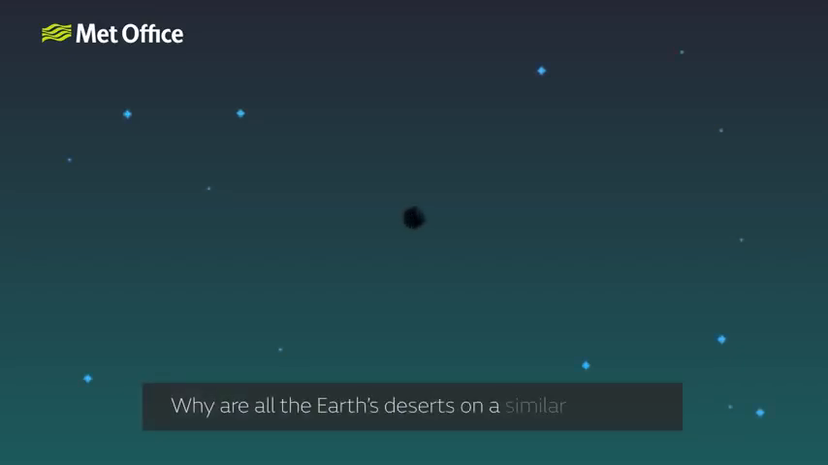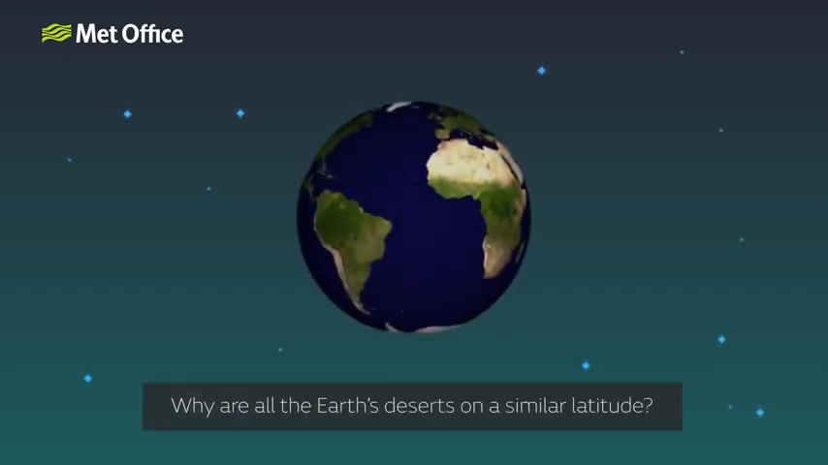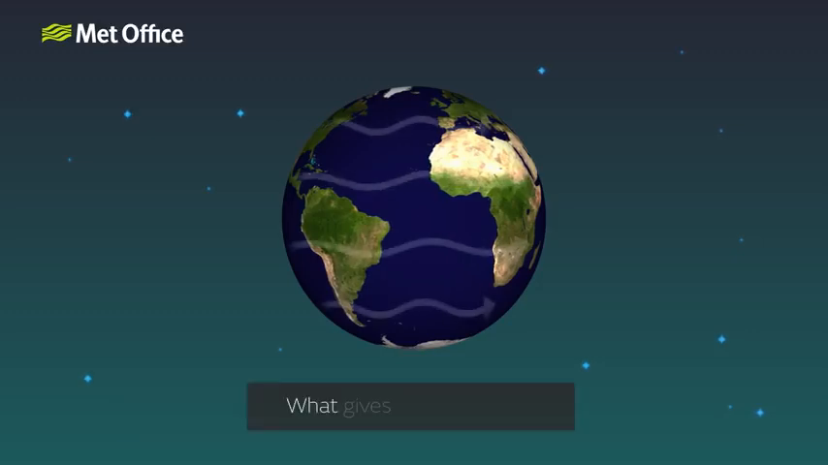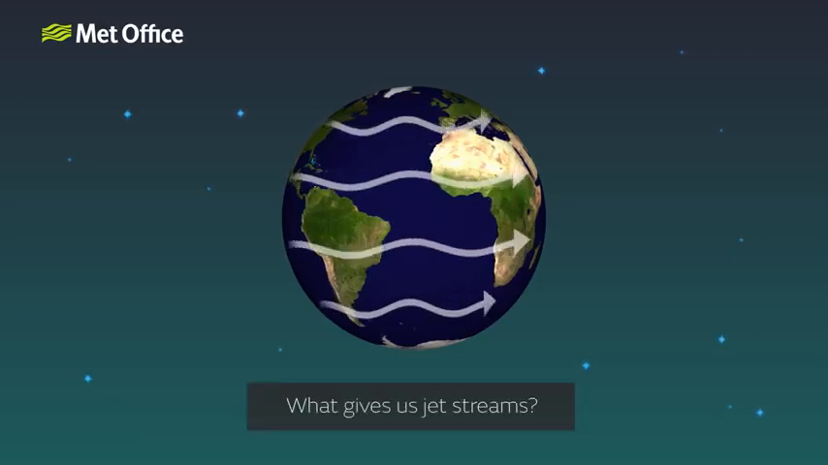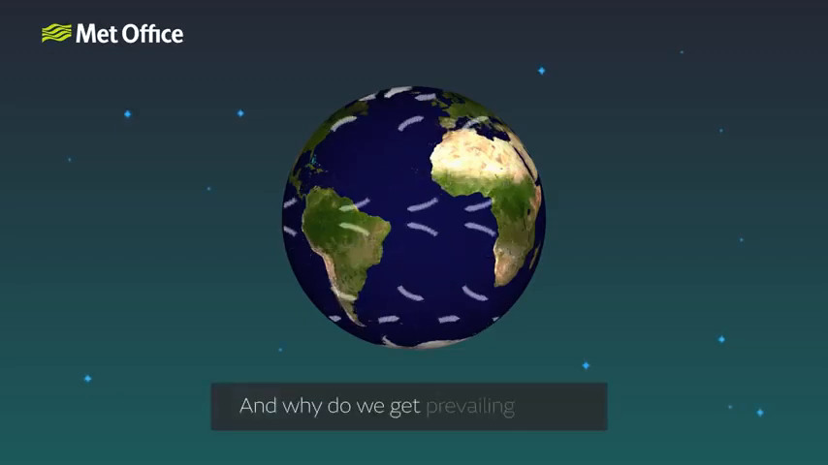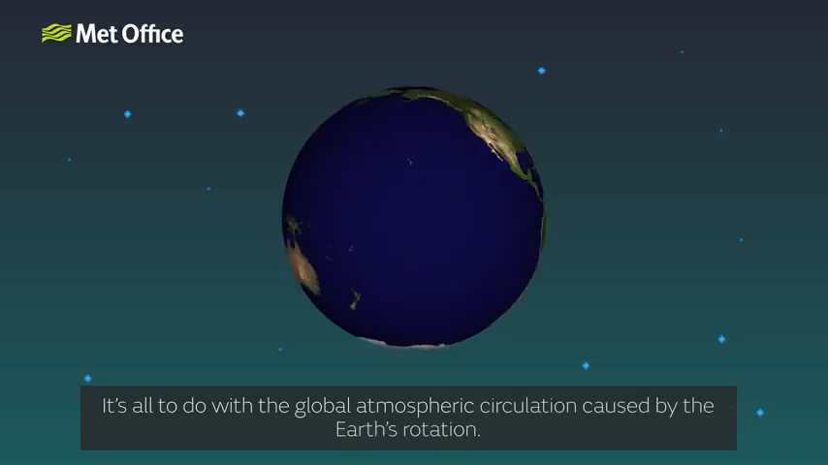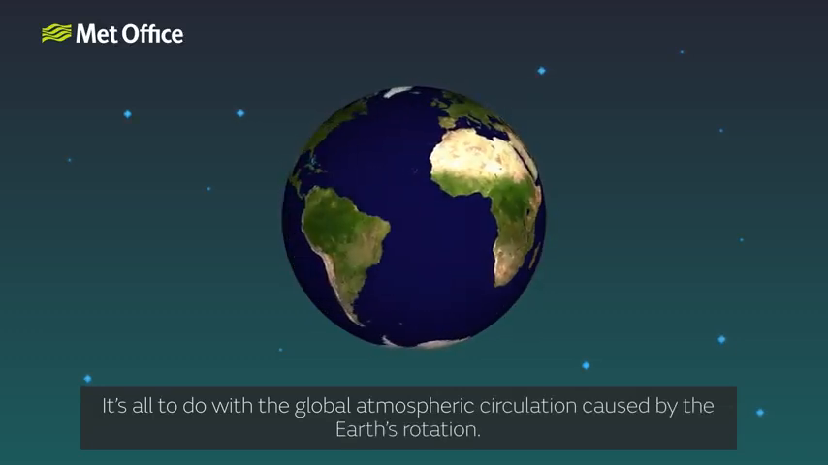Why are all the Earth's deserts on a similar latitude? And what gives different parts of the world their climates? What gives us jet streams? And why do we get prevailing winds? It's all to do with the global atmospheric circulation caused by the Earth's rotation.